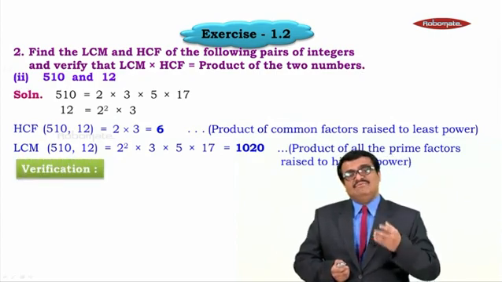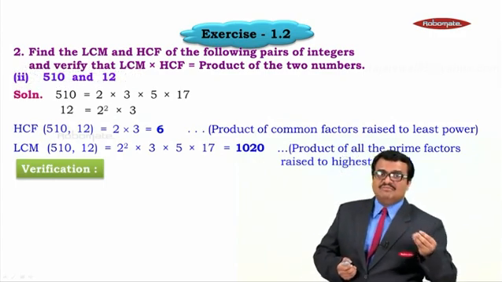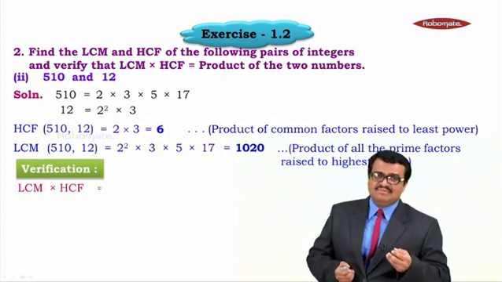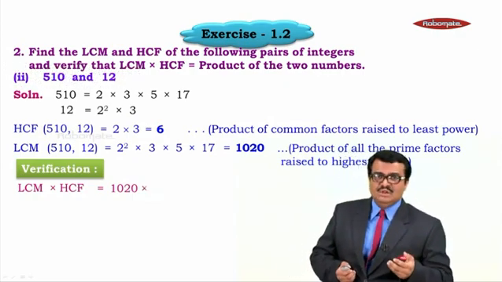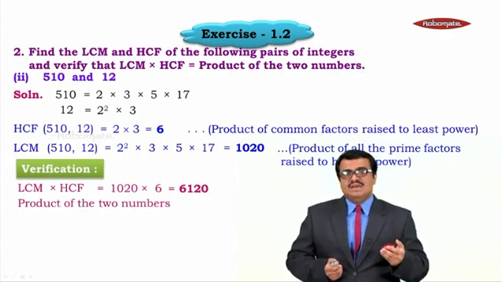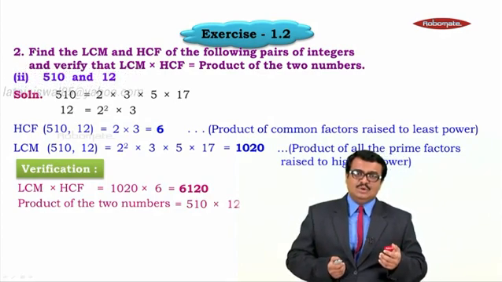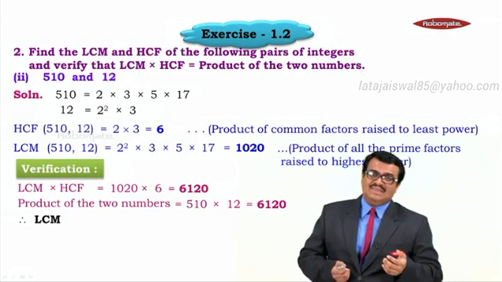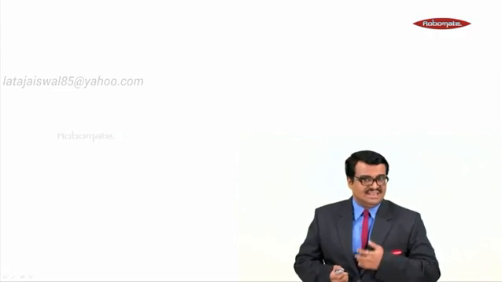Okay, now verification of the statement LCM into HCF is product of two numbers. Okay, so let us verify. LCM into HCF is equal to what? LCM into HCF is 1020 into HCF 6, which is 6120. And the product of the two numbers, the numbers are 510 and 12. So 510 into 12, that also if you multiply you will get 6120. So what we can say, LCM into HCF is equal to product of the two numbers, hence it is verified.